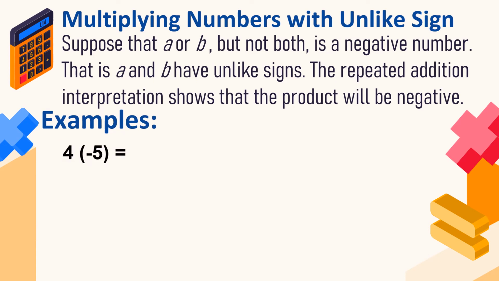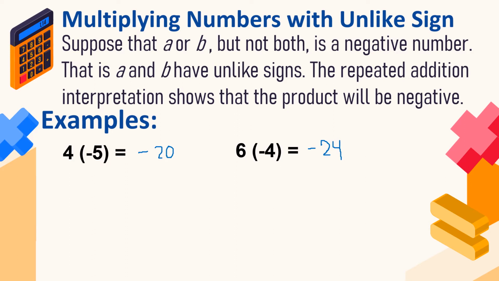Example, we have 4 times negative 5. Since different sign, the result will be negative, and 4 times 5 will be 20. That's why the answer is negative 20. Next, 6 times negative 4, since different sign, negative again ang sagot, and 6 times 4 will be 24.